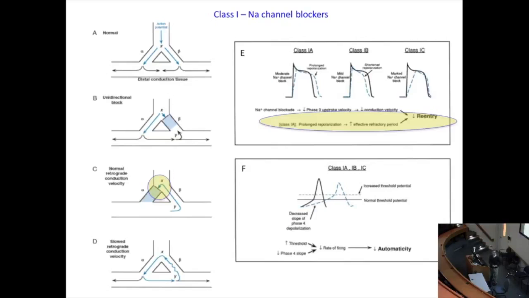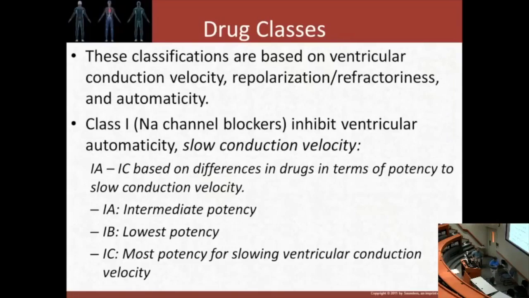So the class 1As are a combination of class 1 sodium channel blocker and class 3 potassium channel blocker. And in theory, it would make them particularly good for a reentrant arrhythmia. Okay?